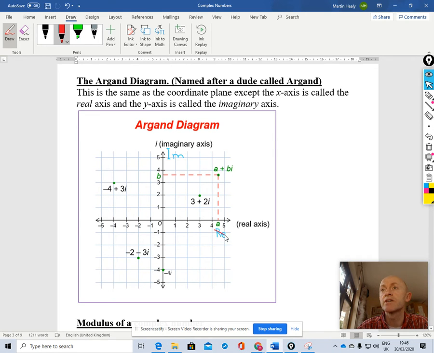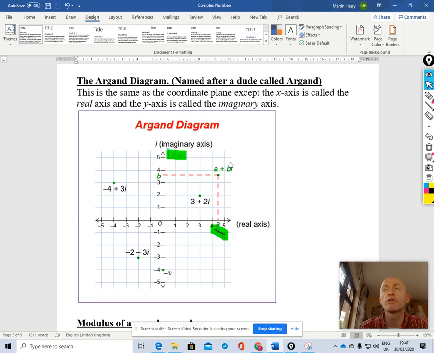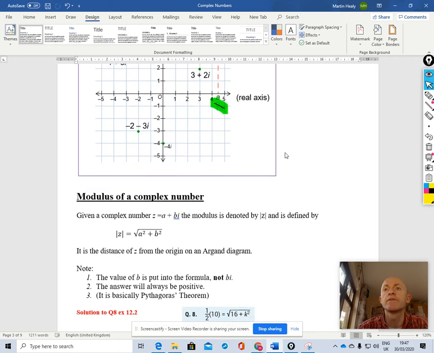The real axis, you can write that as RE, and IM to represent the imaginary axis. So for example, 3 plus 2i: out along the x-axis, or sorry, the horizontal axis, the real axis, for 3, and then up 2 squares to make that 3 plus 2i. Minus 4 plus 3i, minus 2 minus 3i, the exact same way as you would graph coordinates on a coordinate plane.